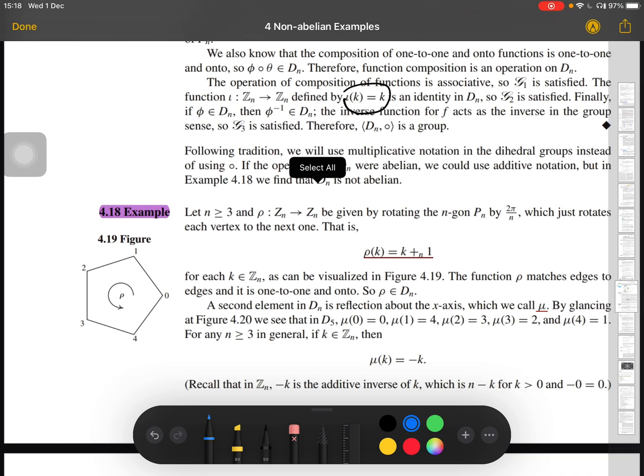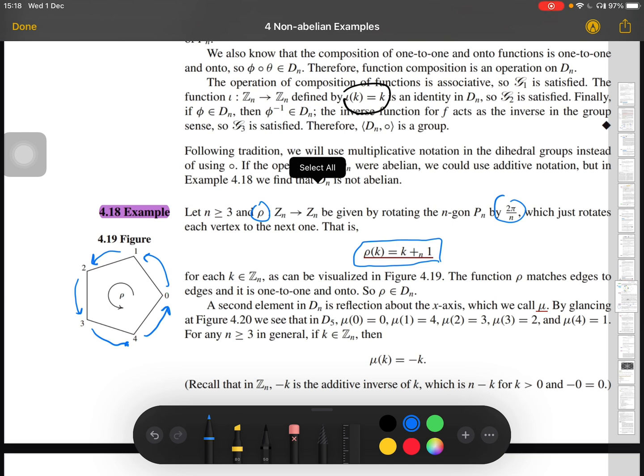Okay, I mean that 0 will map to 1, 1 will map to 2, 2 will map to 3, 3 to 4, 4 to 0. Okay, that will rotate each point by 2 pi over n only. So we name this mapping rho, and rho of k equals k plus 1 under addition modulo n. Okay, so depending on what n we are doing. For this example, if we look at this figure 419, we're looking at D5.